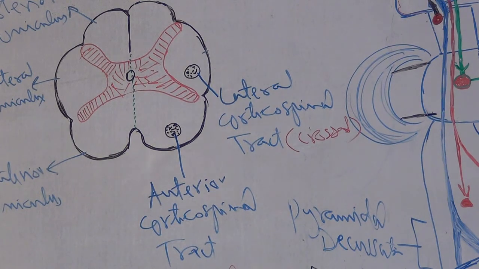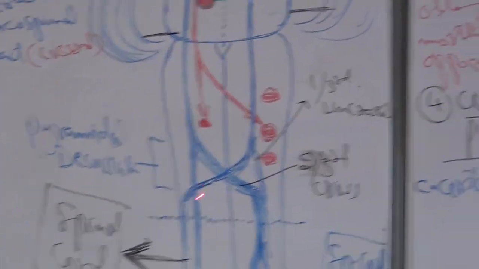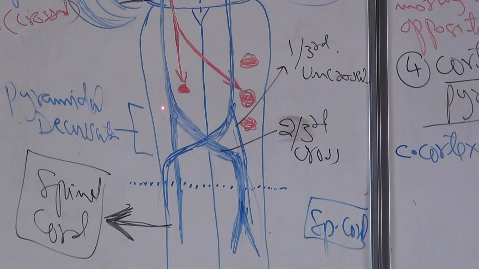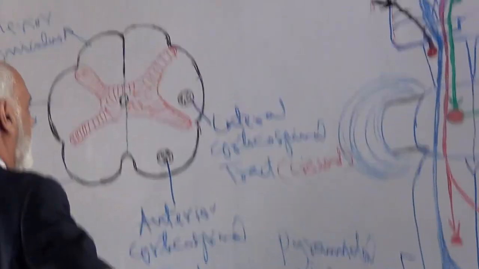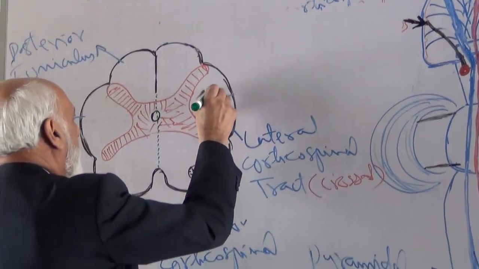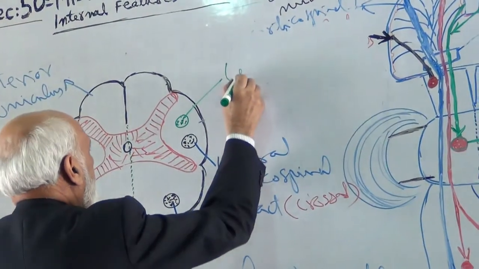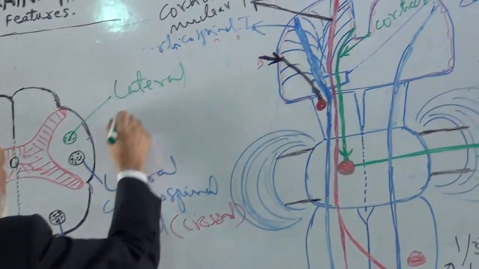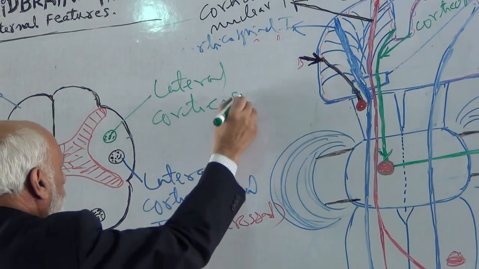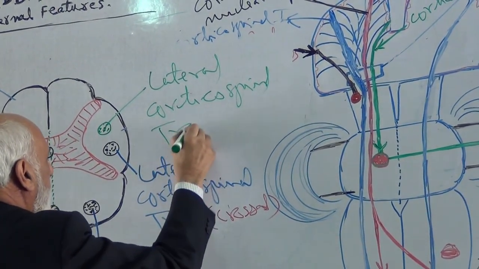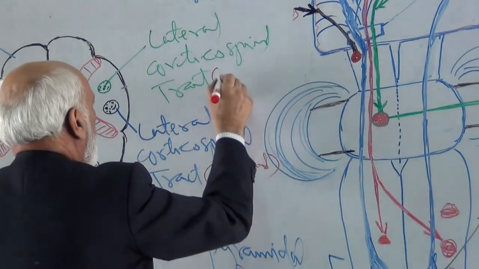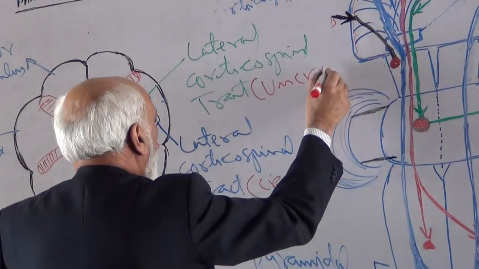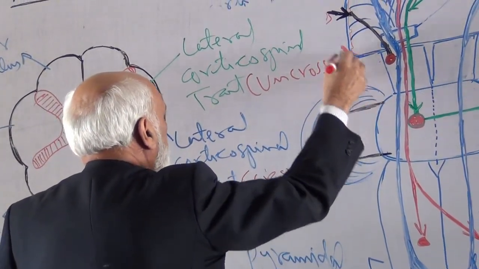The remaining pyramidal tract, that is the uncrossed fibers, one-third uncrossed fibers, continue to descend through the lateral funiculus of the spinal cord, and are known as the lateral corticospinal tract. But which one? Uncrossed.